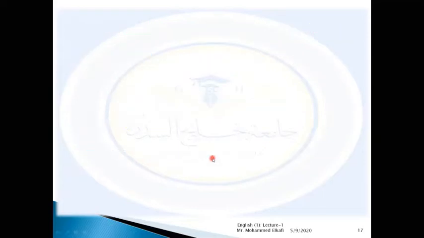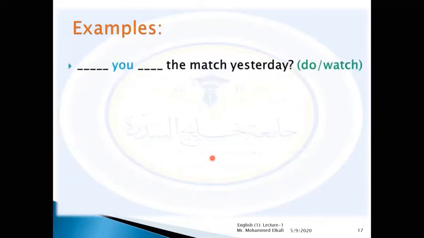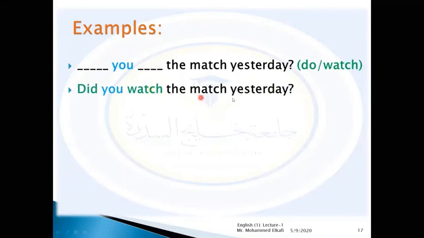Okay. Now let's think of some practice, okay, this part, okay, of questions and negative forms. You, the match yesterday, you have do and watch. Since we are talking about yesterday, that means here is better to use did. Did you what? Watch without adding anything to the verb, to the base verb. Watch is the base verb. So, did you watch the match yesterday?